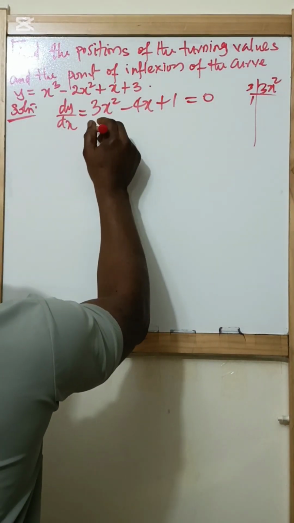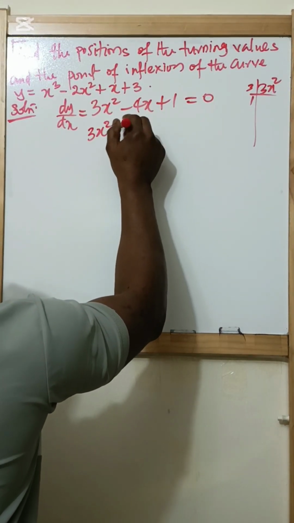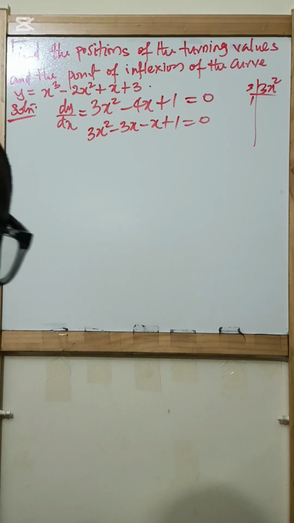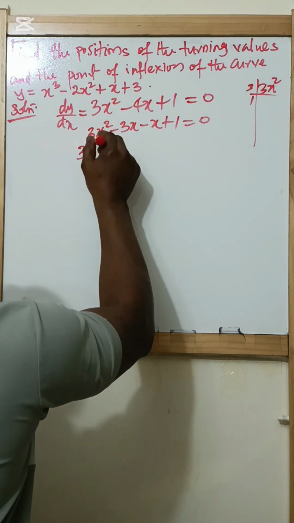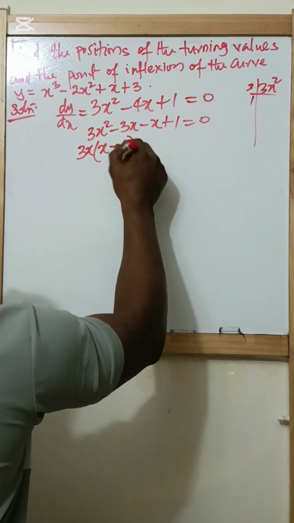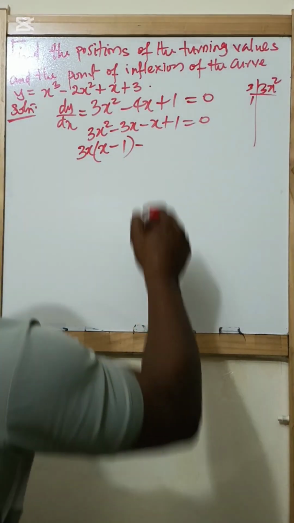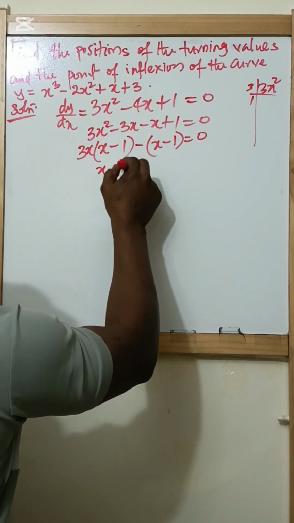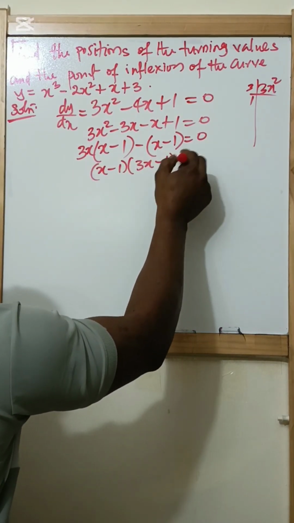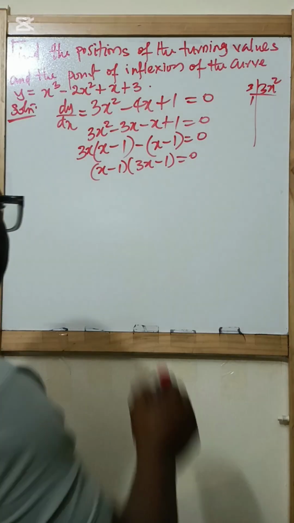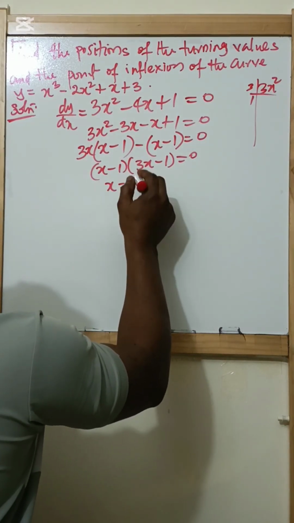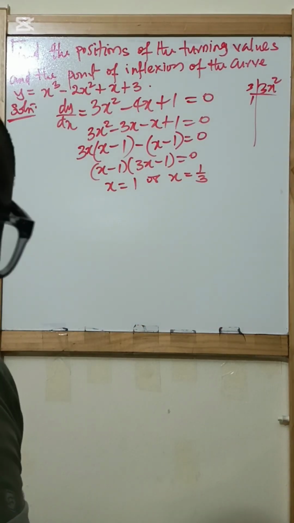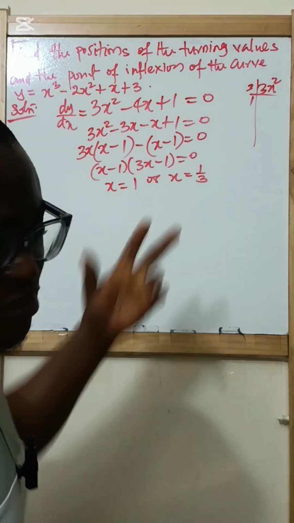So that will be 3x squared minus 3x minus x plus 1 equals 0. We now factorize. 3x is common, that will be x minus 1. Then minus 1 is common on the other one, so that is x minus 1. So x minus 1 is common: x minus 1, 3x minus 1. From here we find x. So x is 1, or x is 1 over 3. Those are the two points, so these are the turning points.